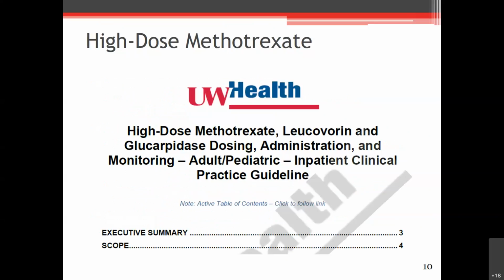If you haven't seen this before, we do have a really nice clinical practice guideline related to high-dose methotrexate, and this is available on UConnect. It has a lot of helpful information related to methotrexate supportive care and monitoring, so we'll spend some time going through what's included here.